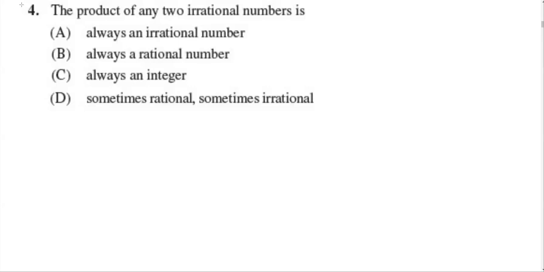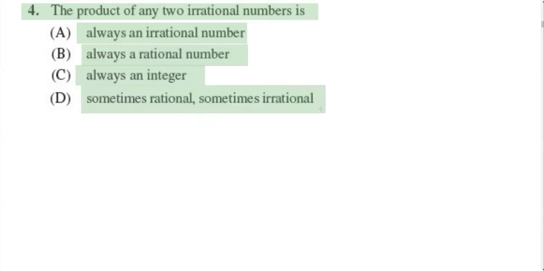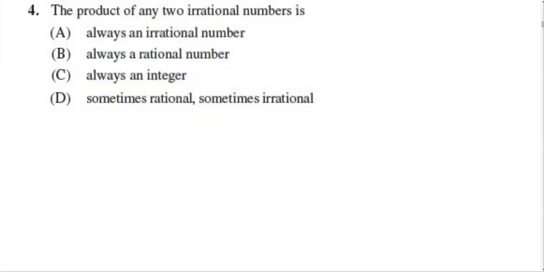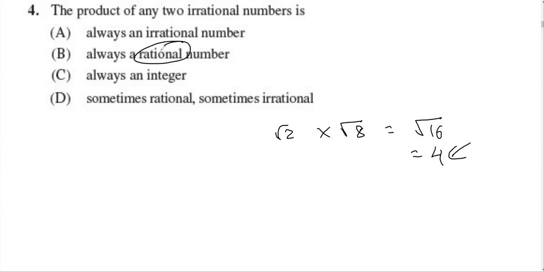In question number 4, that is the fourth part, it says the product of two irrational numbers is always irrational, always rational, always an integer, or always rational or irrational. Let's figure it out. I take two irrational numbers, root 2 and root 8, and find the product. So root 2 into root 8 is under root 16, which you know is 4. And clearly 4 is a rational number.